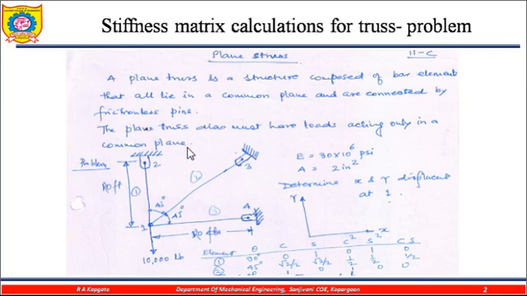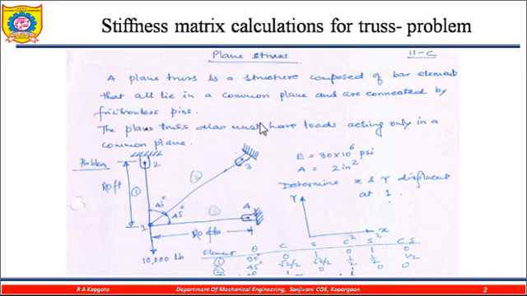Now let us take the problem of a plane truss. This is again a 2D problem. It looks like a 2D problem. So there are three linkages, link 1, link 2 and link 3. Here you can see that this link can move along the x-axis, this link can move along the y-axis, but this link can move in both directions, along the x-axis as well as along the y-axis. It can be displaced or deformed along both the axes. Hence this is the problem of the truss.